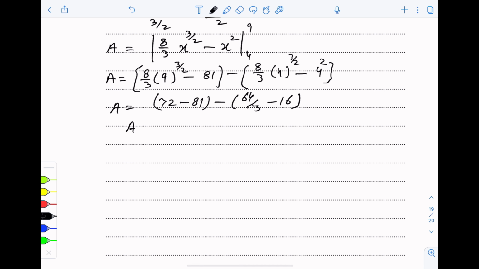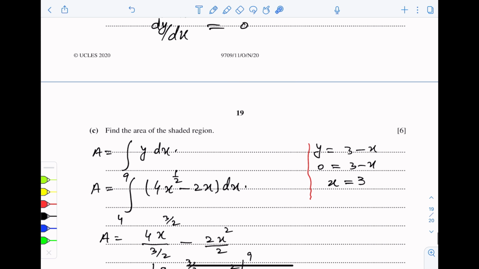ए इज इक्वल टू माइनस 14 होल 1 ओवर 3. तो इसको होल में लिख लें या इसको इम्प्रॉपर फ्रैक्शन में लिख लें. तो दिस इज द एरिया, बट एरिया हियर द नेगेटिव साइन शोज दैट एरिया लाइज बिलो द एक्स एक्सिस.